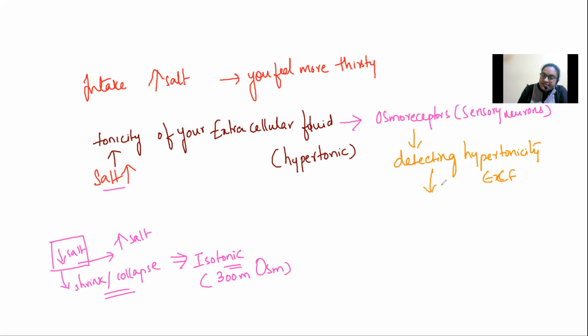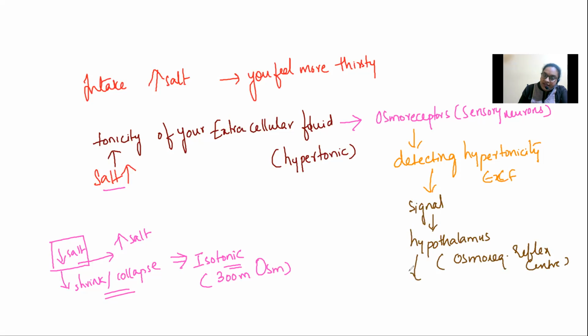So now what happens is these osmoreceptors are going to signal your hypothalamus, especially the osmoregulatory reflex center. Immediately your hypothalamus is getting signals, so the osmoregulatory reflex centers are being activated.